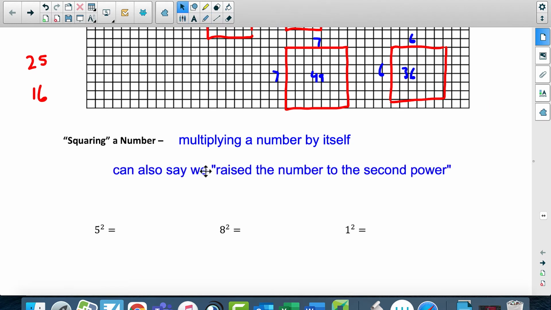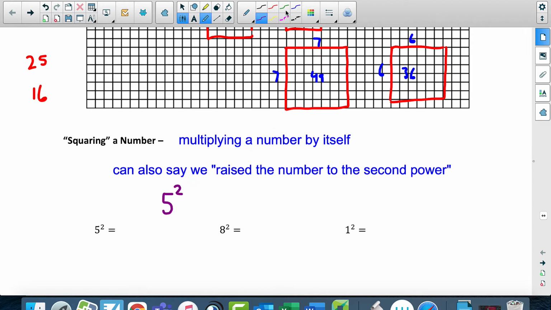We can also say, instead of saying squaring a number, we raise the number to the second power. So this right here is 5 squared, or you can say 5 to the second power. 8 squared, or 8 to the second power. 1 squared, or 1 to the second power. Okay, I got to give you just a little bit of lingo here. So I'm going to write this as 5 squared. I'm also going to write it up here.